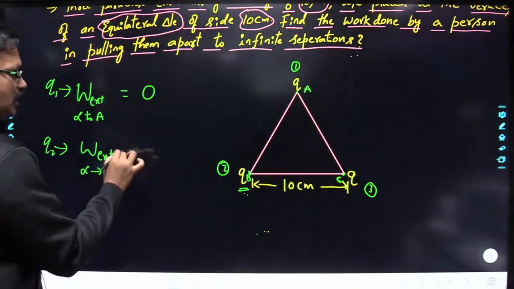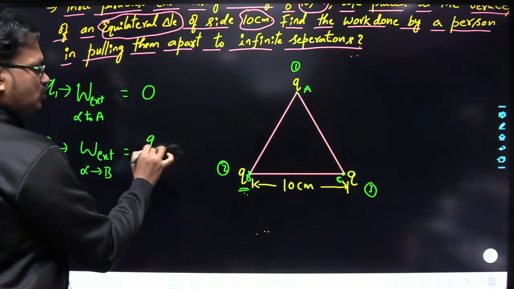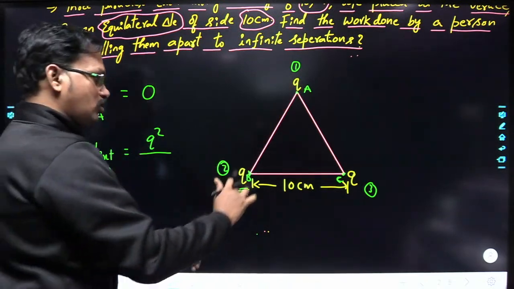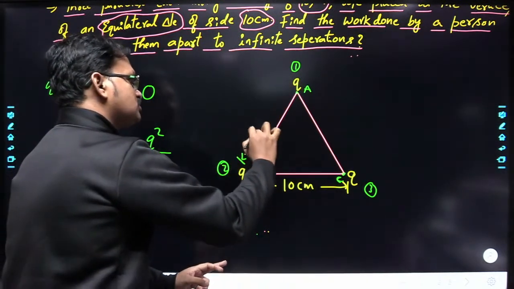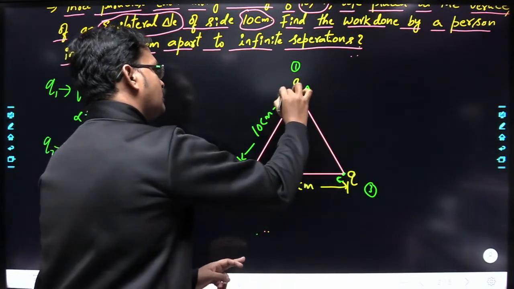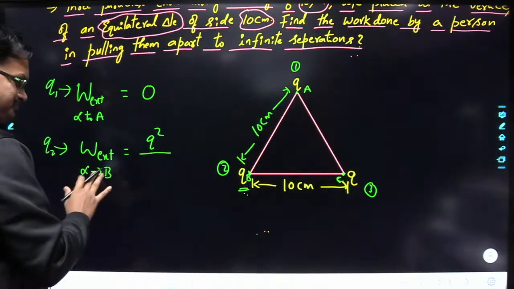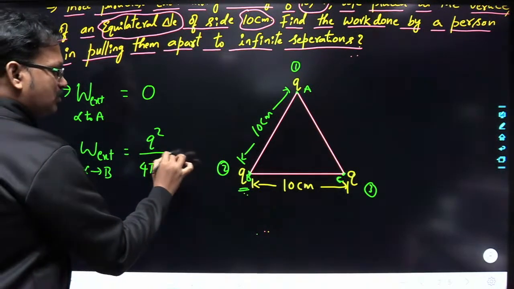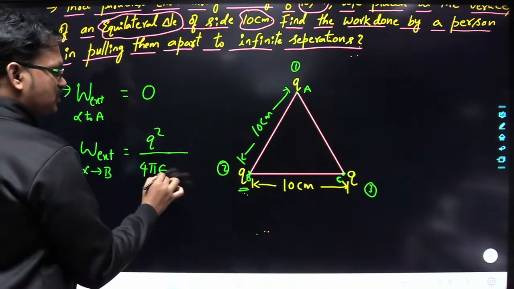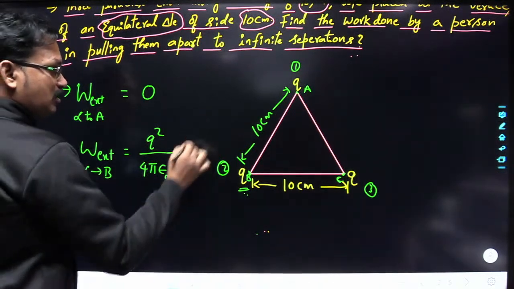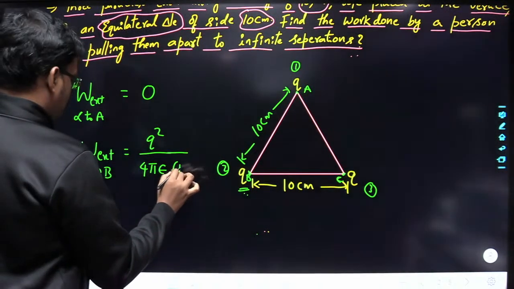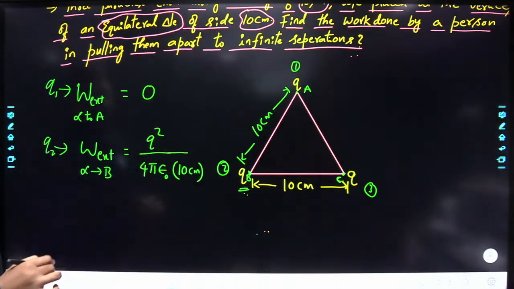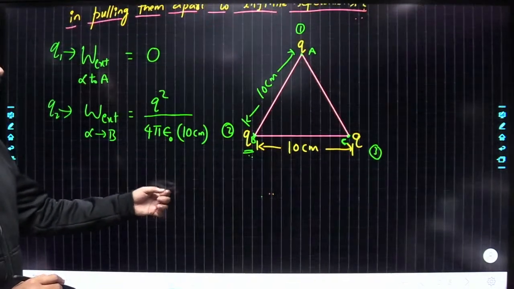That is equal to Q square by, whenever you have 2 point charges, understood? Okay. Separated by a distance; the distance from here to here is 10 centimeters. So what is the work done? Q square by 4 pi epsilon naught into 10 centimeters. Understood? So Q square by 4 pi epsilon naught into R.